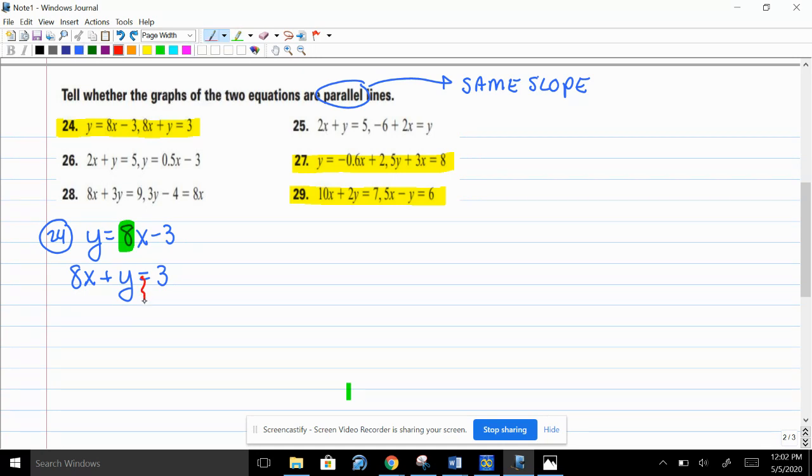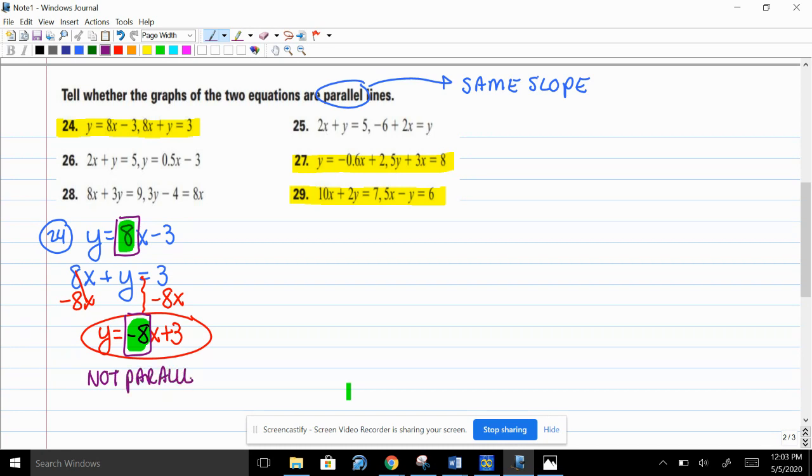So we have to rewrite this. We subtract 8x from both sides, and now it's y is equal to negative 8x plus 3. Now it's in slope-intercept form, so this negative 8 is the slope. And 8 and negative 8 are not the same numbers, so since they're not the same, those are not parallel. You should have marked not parallel for number 24.